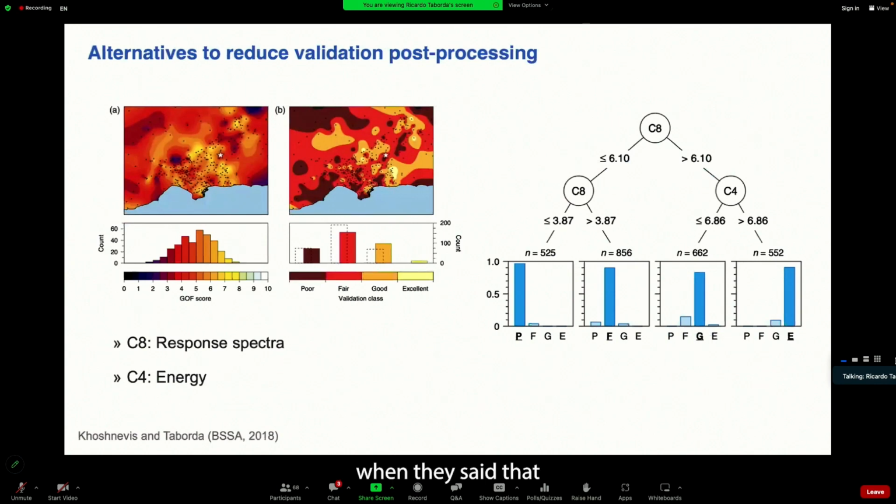When I said that if you use different metrics, obviously you will get different results. Here was an attempt by Kosnevich and myself in terms of reducing the number of factors that we use and try to identify which were the factors that matter the most for validation purposes. So we found that response spectra and energy are two measures that are good proxies to understand how all the other metrics perform when you do validation.